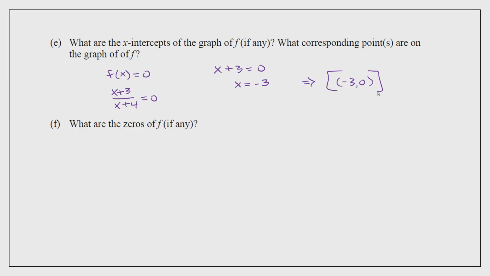All right. Then what are the zeros of f, if any? Well, if negative 3, 0 is the x-intercept, then negative 3 is the zero of f. Okay, awesome.